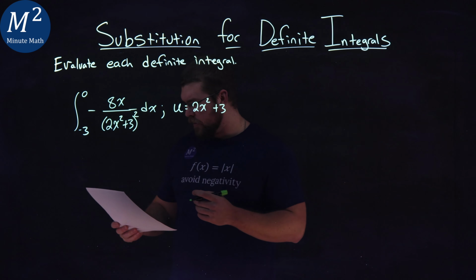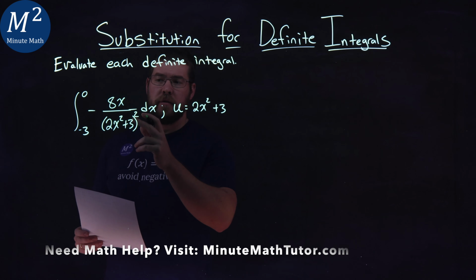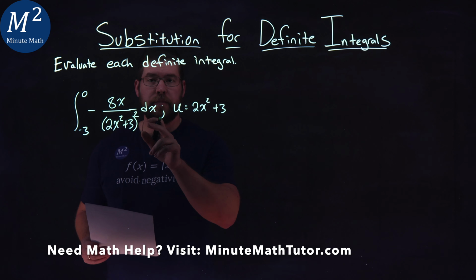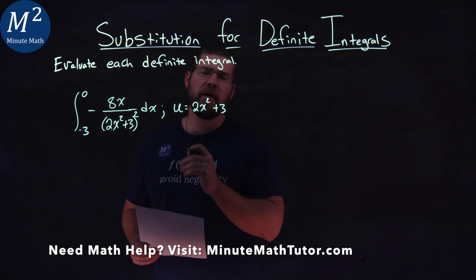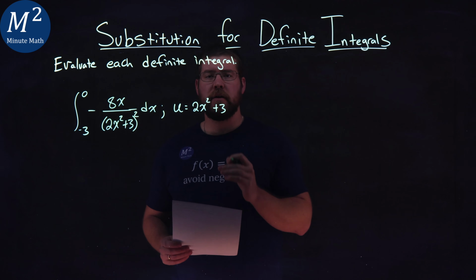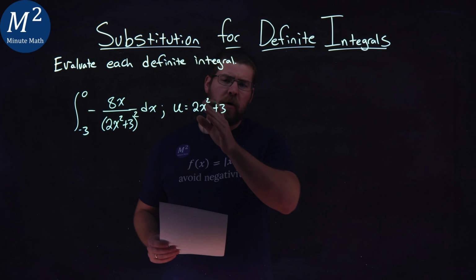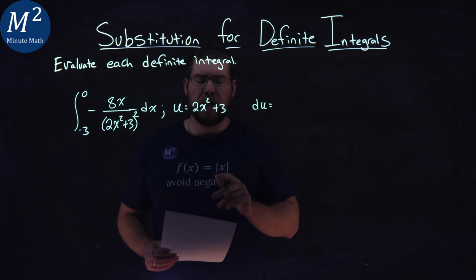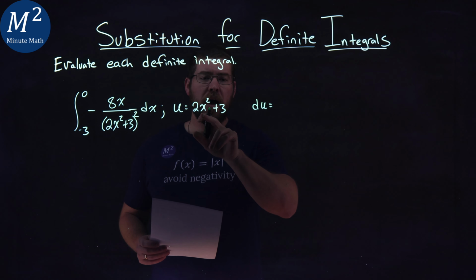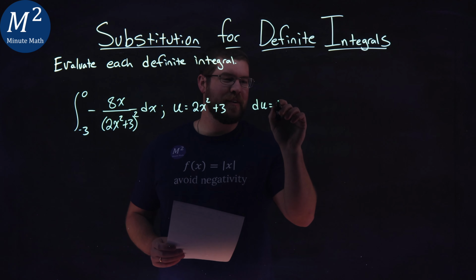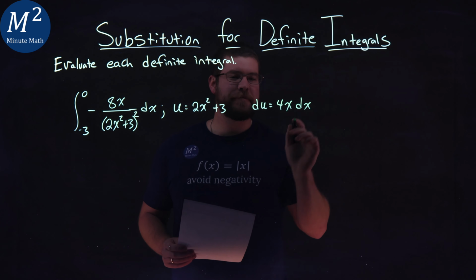We're given this problem right here. The integral from -3 to 0 of -8x over (2x squared plus 3) squared dx, and we're given a u value of 2x squared plus 3. And we want to evaluate this definite integral. Now we're already given a u value, so let's go find my du value. My du value right here, I want to find the derivative of u. 2 comes down times 2 is 4, so we have 4x dx, right there.